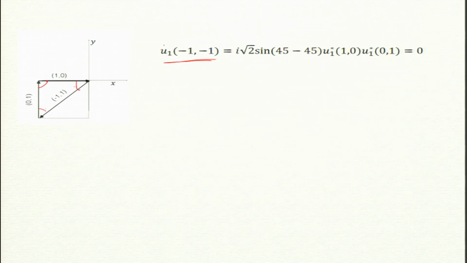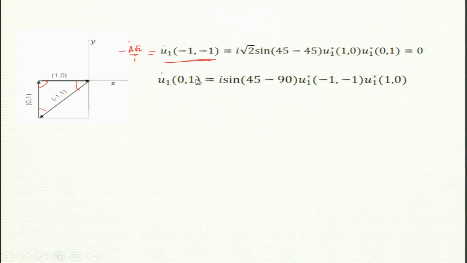And what is u1 of minus 1? I just wrote it is minus a root 2 by i. So, dot of this. So, that means a dot is 0. Okay. So, it is easy, right. Once we have this equation, then it is straightforward. We can work out the other one, u1 0 1. So, this is 0 1 I am talking about. So, the angle is the back angle minus the front angle. So, the back angle is 45, the front angle is 90, and the dot u1 star u1.